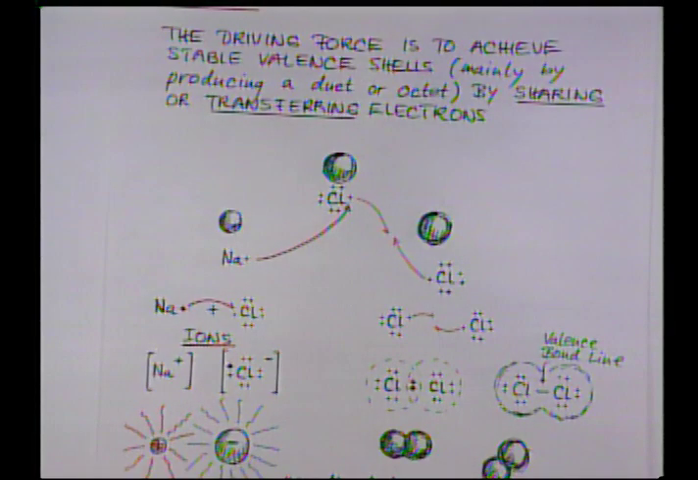It will have one more proton in the nucleus than the total number of electrons in the shell. So therefore, it has a residual charge of +1. So it becomes an ion that has the charge of +1. Chlorine, on the other hand, now also has a disbalance between electrons and protons. It has an extra electron. Therefore, the residual charge is -1.